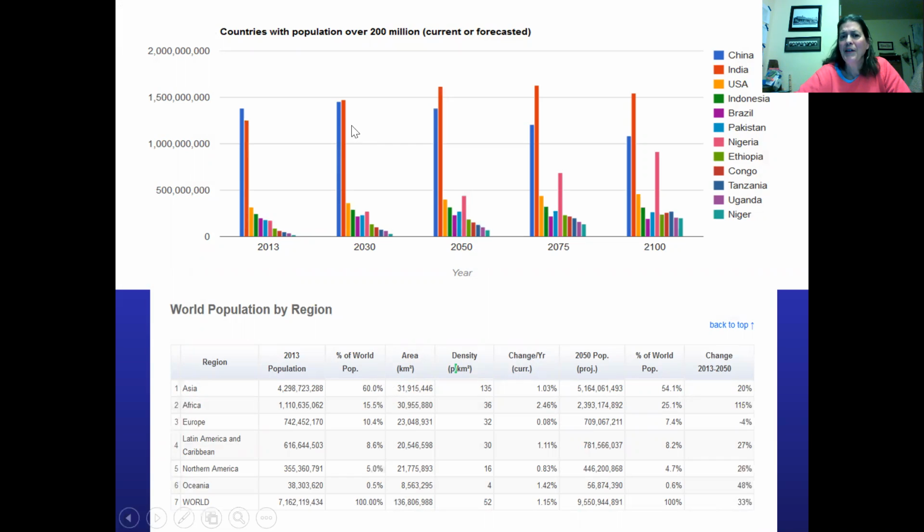But by 2030, look and see that India is projected to surpass China. And by 2050, Nigeria is projected to surpass the United States. And look at how fast Nigeria comes up.